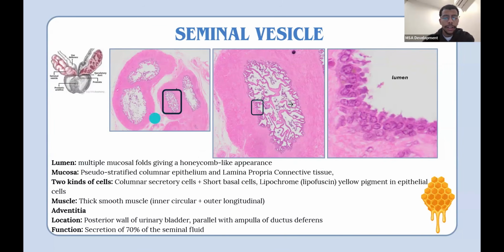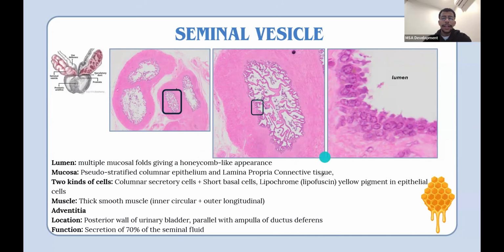Here we zoomed into the sections, and this is the lumen. And then the cells that we have are columnar secretory. Can you guys see here? Which one is columnar? I think this one looks columnar enough. These are the secretory cells. And then we have short basal cells at the bottom.